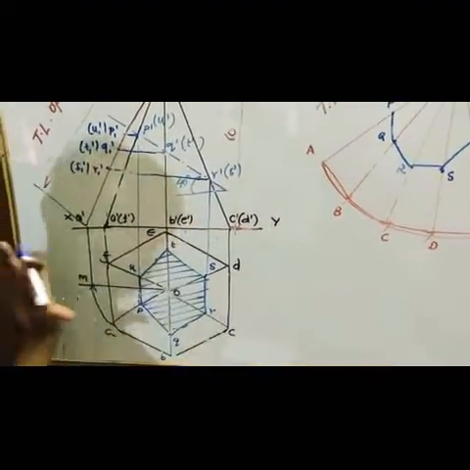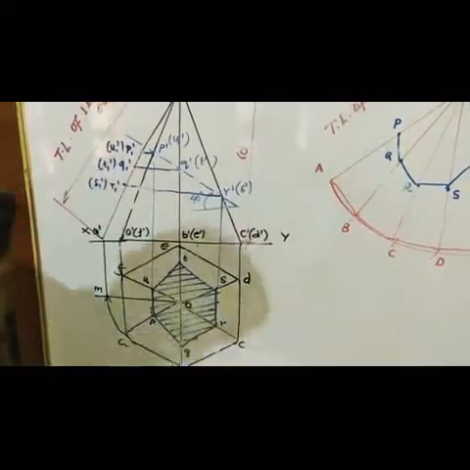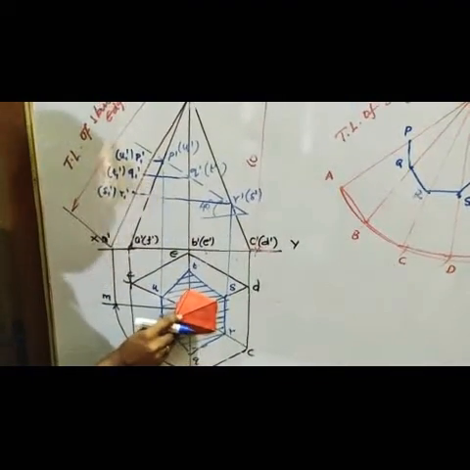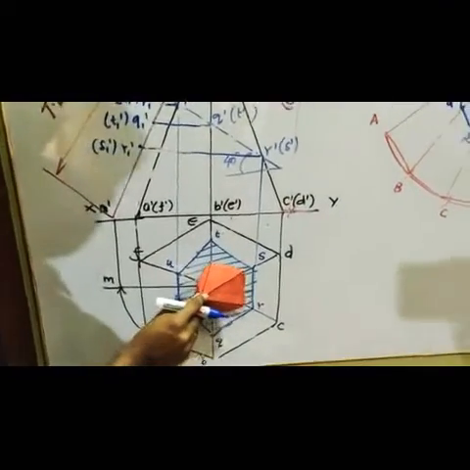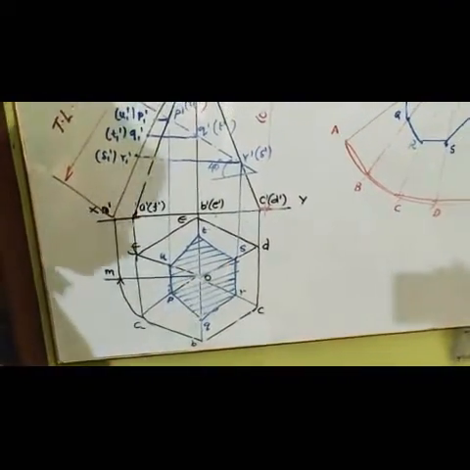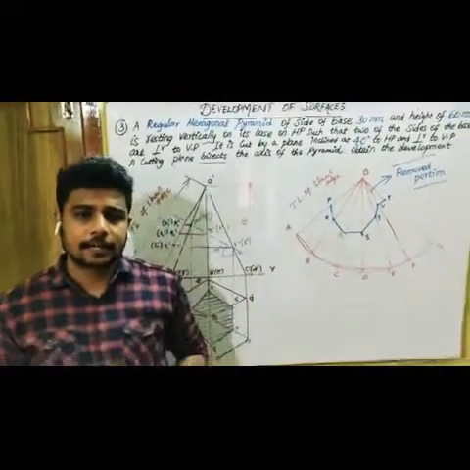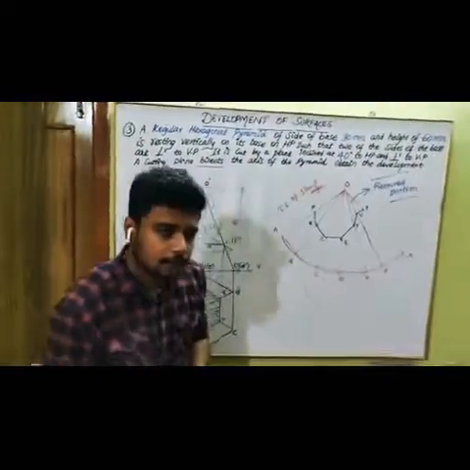So this is the portion removed by cutting at an angle. Exactly, it matches. The shape exactly matches your removed portion. So this is how we have to deal with a radial line development problem.